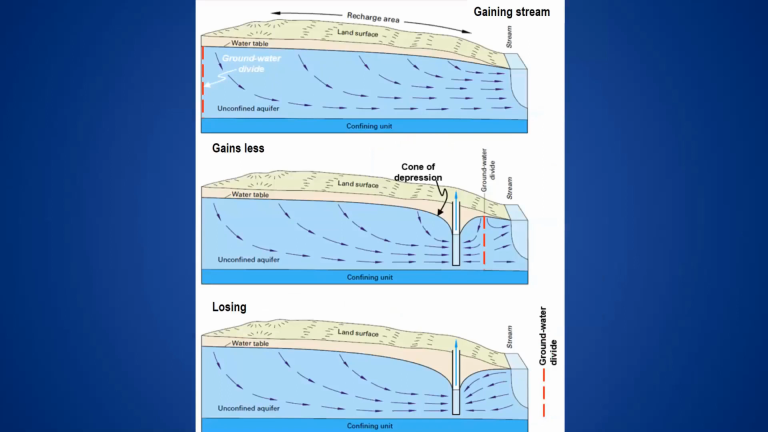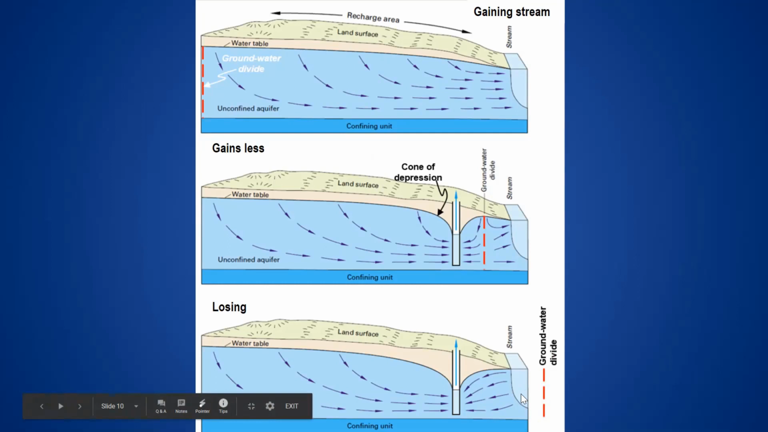And the next slide, Ruth showed this earlier too. I want to point out the middle cross section there where a well is put in and is starting to intercept a portion of the groundwater that would otherwise discharge to the stream. So on the left side of that red dash groundwater divide, that's all groundwater that is being intercepted by the well. So the groundwater stream flow on the right going to the stream is reduced because only a portion of that is still going to the stream. And if you pump the well long enough, like the bottom cross section, you're actually inducing direct recharge from the stream into the groundwater and thereby reducing the stream flow.